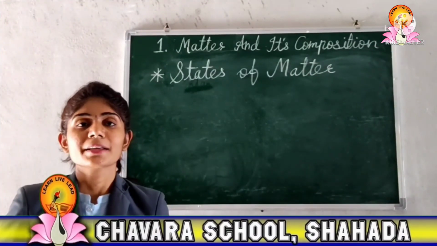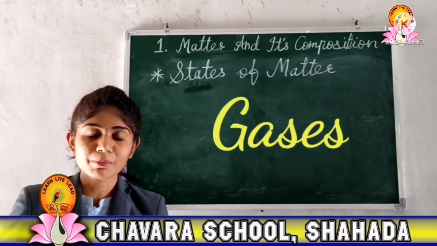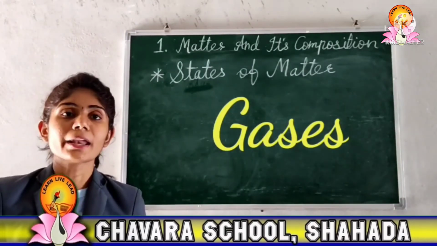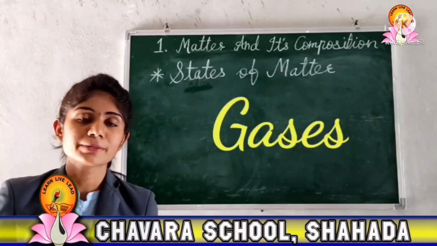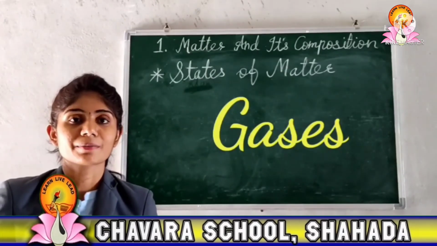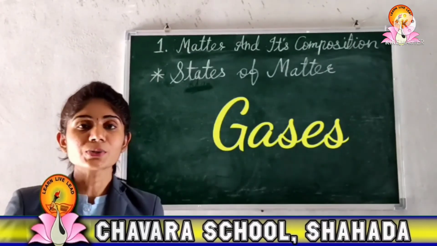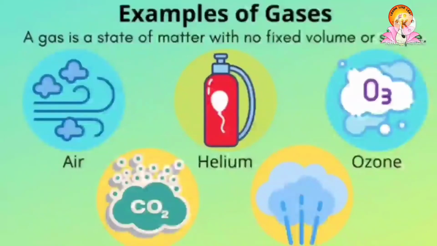Next, gases. Gases do not have definite shape or definite volume. They are free to move in the entire space. For example, air, oxygen, nitrogen, hydrogen, and so on. Some more examples of gases are air as a mixture of gases, helium, O3 ozone gas, CO2 carbon dioxide, water vapor.